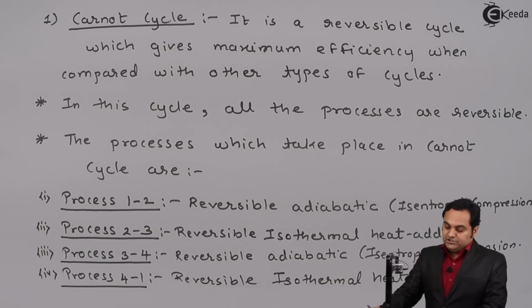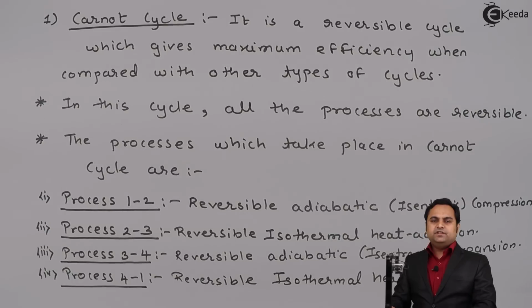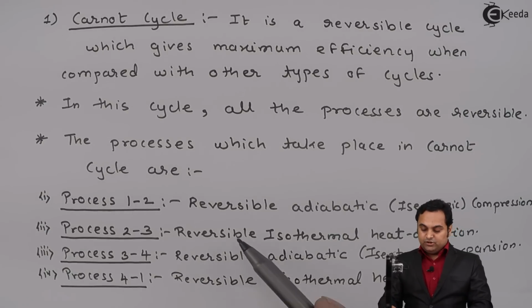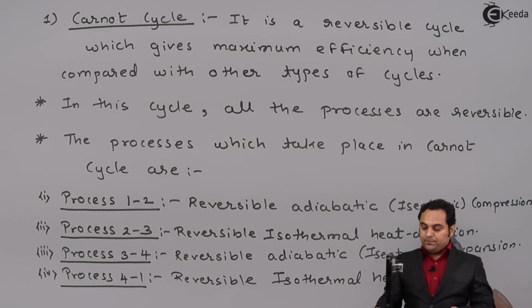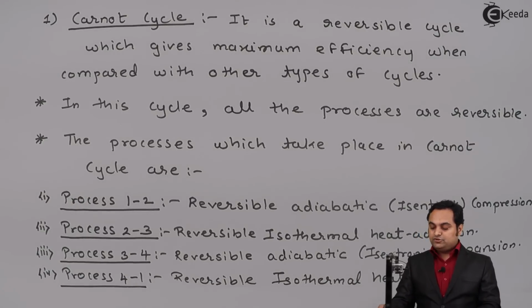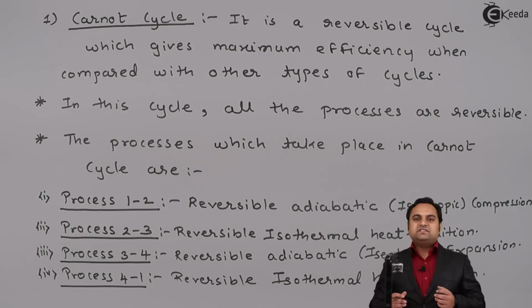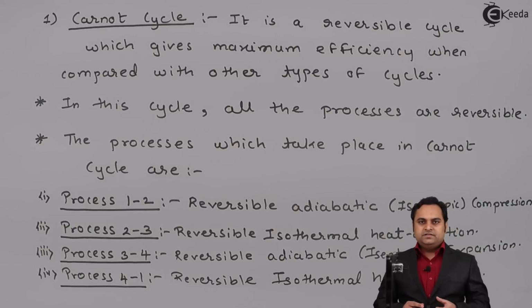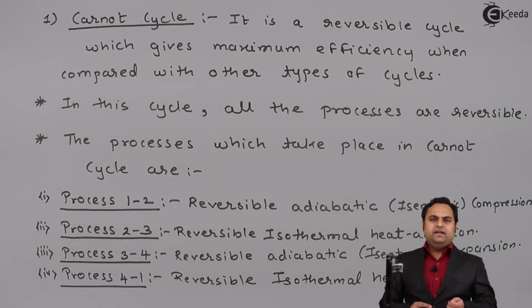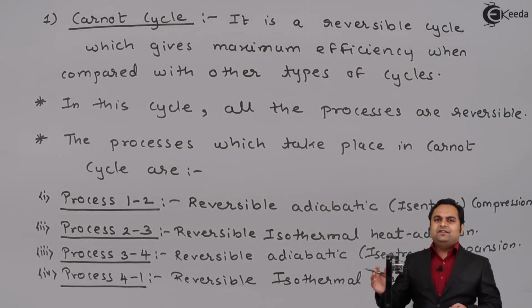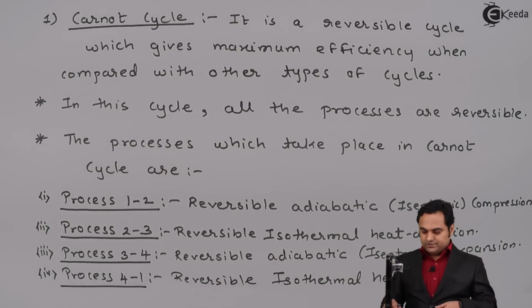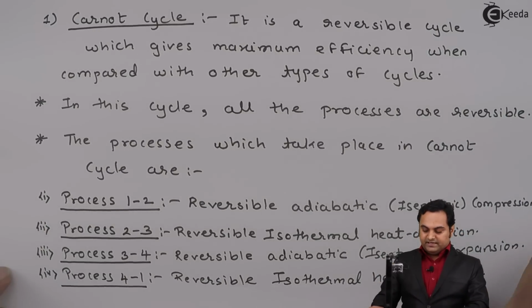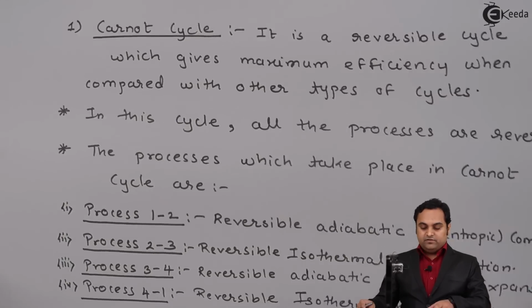So here I have mentioned the processes which take place in Carnot cycle, and as we can see, all the processes are reversible, and it consists of isentropic compression, isentropic expansion, then isothermal heat addition and isothermal heat rejection. So we can even simplify Carnot cycle that it is made up of reversible adiabatic processes, that is isentropic, and reversible isothermal. So it is a combination of isentropic and isothermal processes. Now I will draw some diagram which is called as the PV and TS diagram for Carnot cycle.